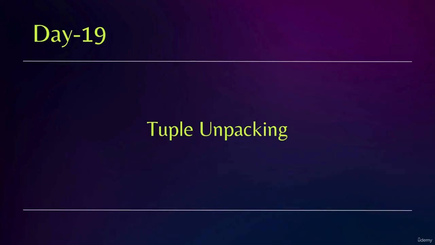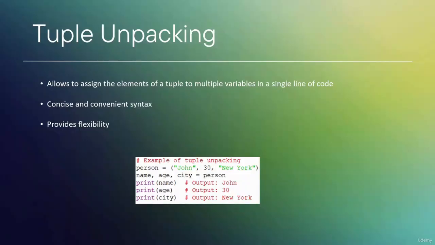So what is tuple unpacking? It allows us to assign elements of a tuple to multiple variables in one line of code. So let's say you want to assign different values in a tuple to multiple variables. You can do that in one line of code. This is why it is very concise and convenient, because it does not take too many lines. It also is very simple, very readable, and it provides a lot of flexibility due to different options being present.